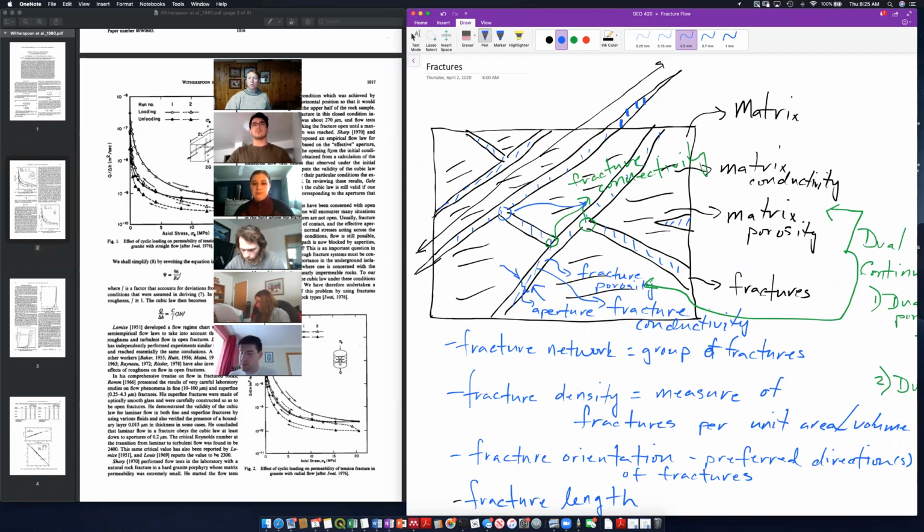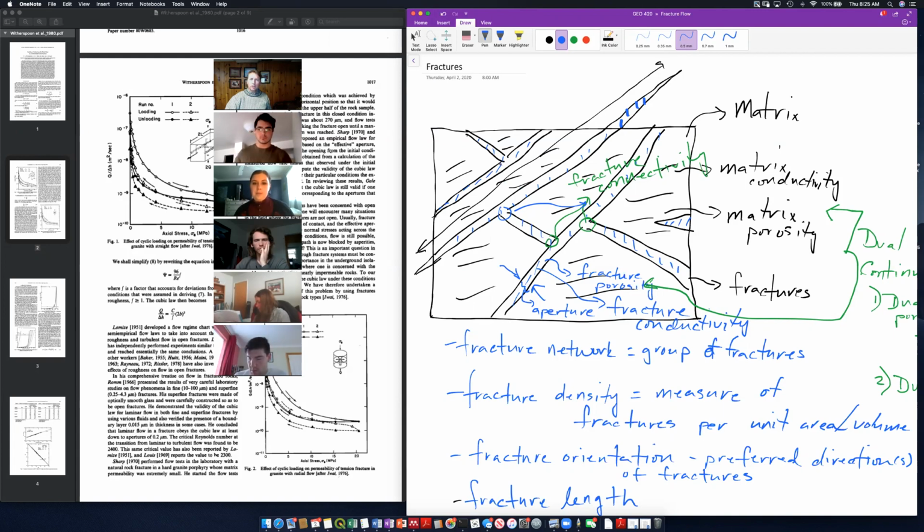Okay, so when we work in real life, we deal with this really complicated system. It's got these sort of random sets of fractures. They generally have a preferential orientation, and we characterize them by the density and the number of connections.